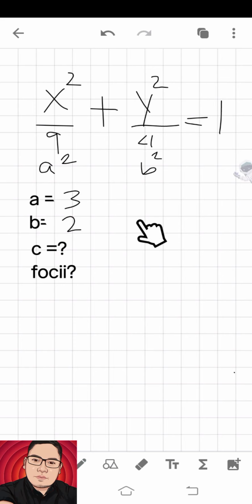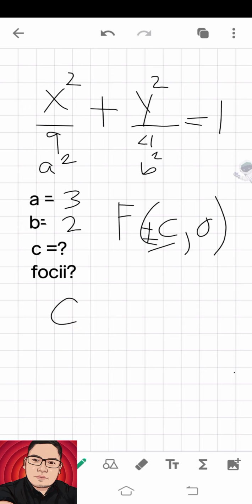Now, since we already know that our major axis lies on the x-axis, it means that the coordinates of our foci are positive and negative c, 0. So that would be the coordinate of our foci. Now, let's determine the value of c. We already know the equation for our c value.